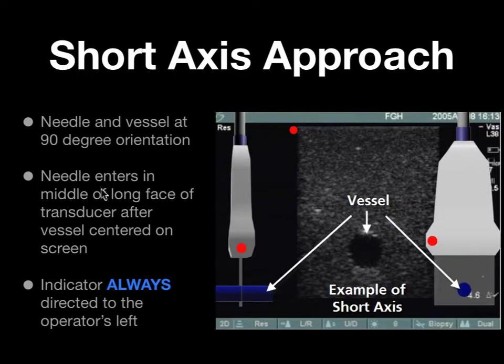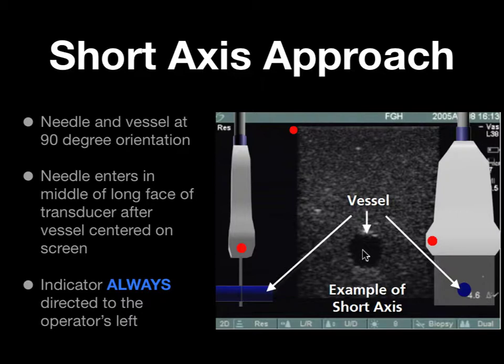The needle is going to enter in the middle of the long face of the transducer, because basically you're dealing with a centering process here. If you've got this vessel in the center of this rectangular image, then you can assume that if you enter here in the middle of the long face of this transducer and continue to go in, you're going to eventually hit this target vessel.